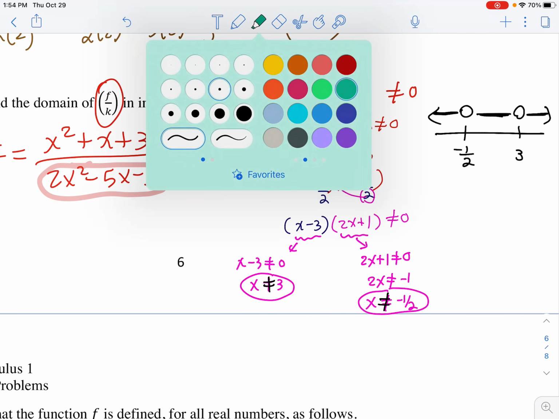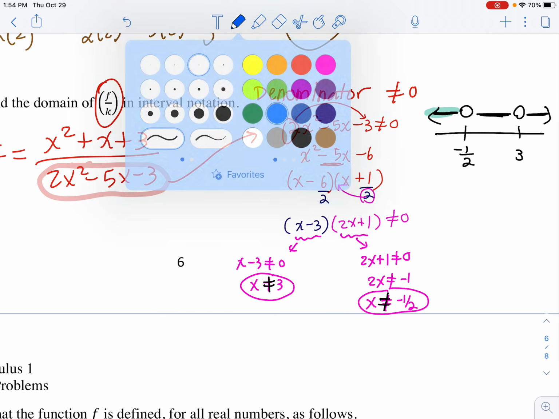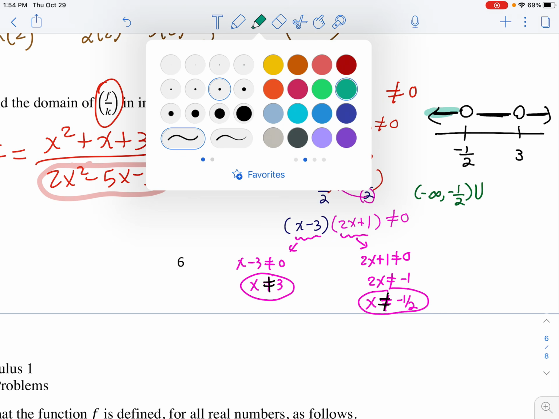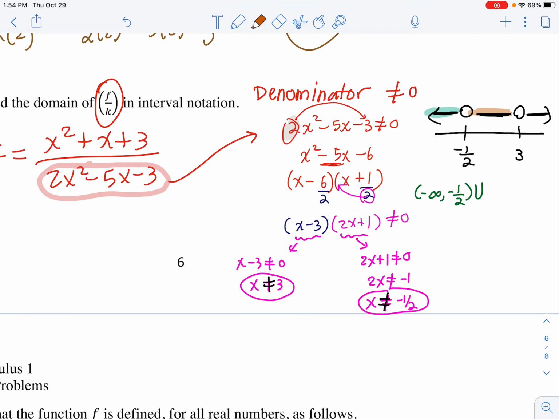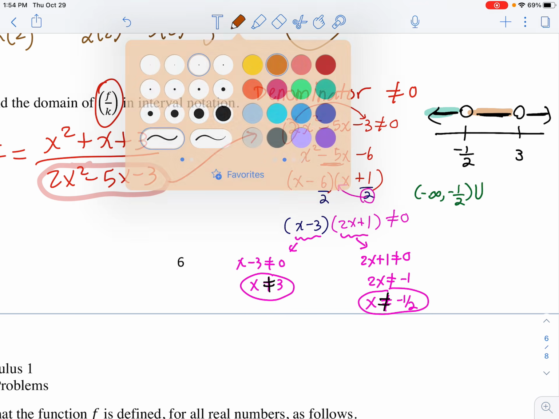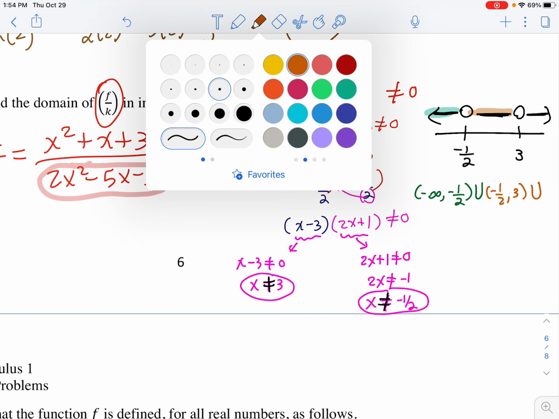So here's the interval notation. The very first one that I got on the left side right here, this one, try to match the color. Negative infinity to negative 1/2. Union. Now let's do the one in the middle. I'll use the orange pen. That one starts at negative 1/2, right? Negative 1/2, and it goes to 3. Close the parenthesis, draw the union symbol.